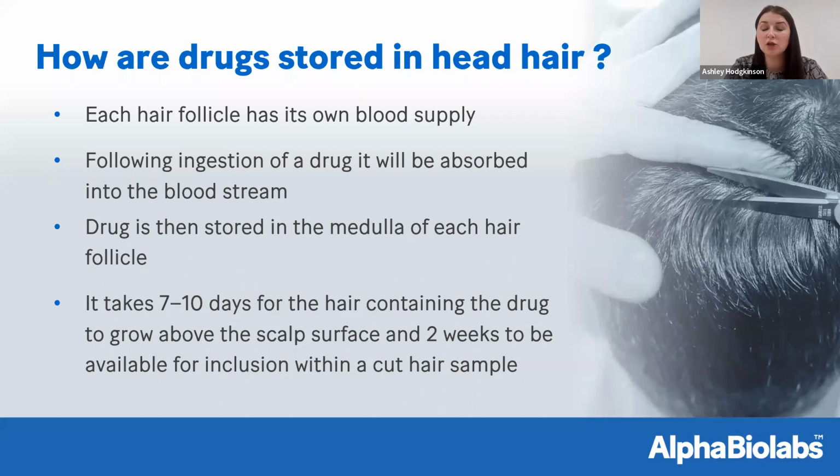To start off, I'm just going to talk briefly about how drugs are stored within the head hair sample, and how we get the results that we're able to provide to you. Each hair follicle in your head has its own individual blood supply. So once you ingest a drug, that's absorbed into the bloodstream, and then eventually it will grow out through the hair as it's stored in the medulla of each hair follicle.